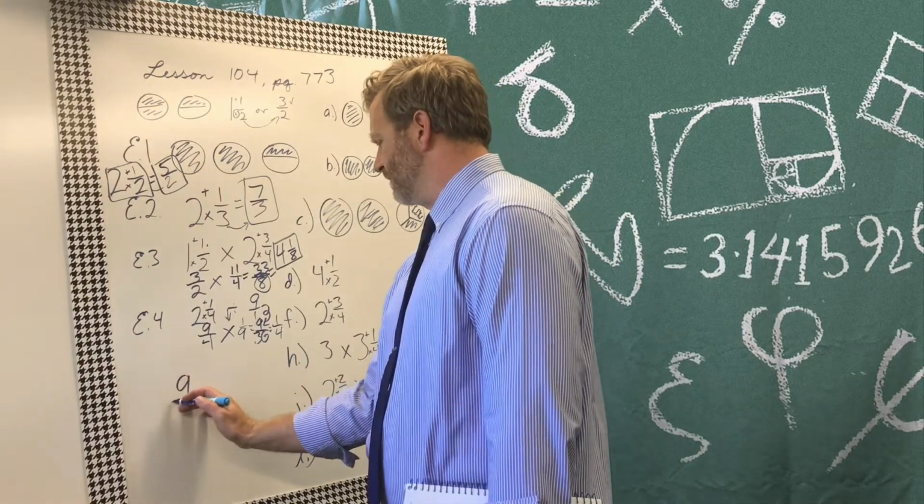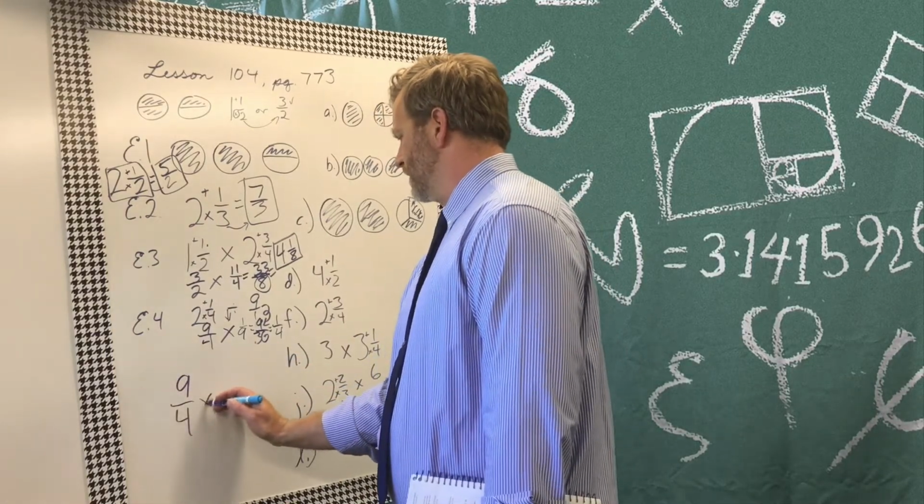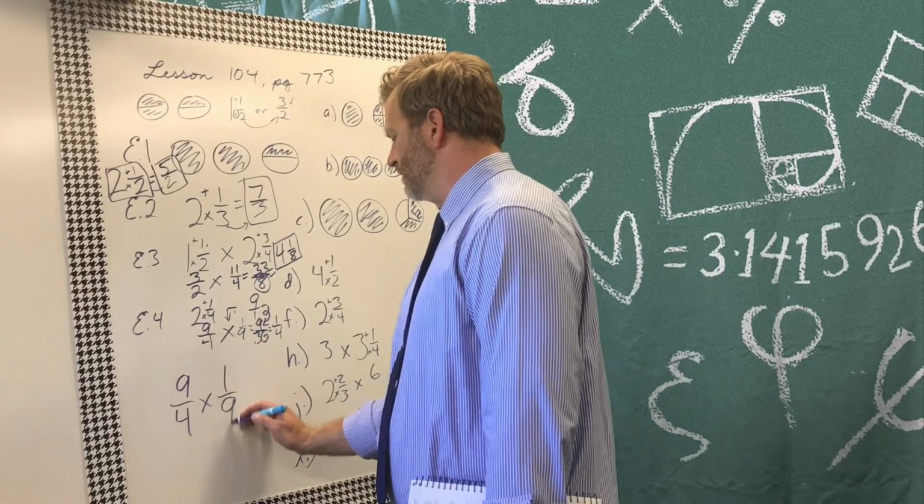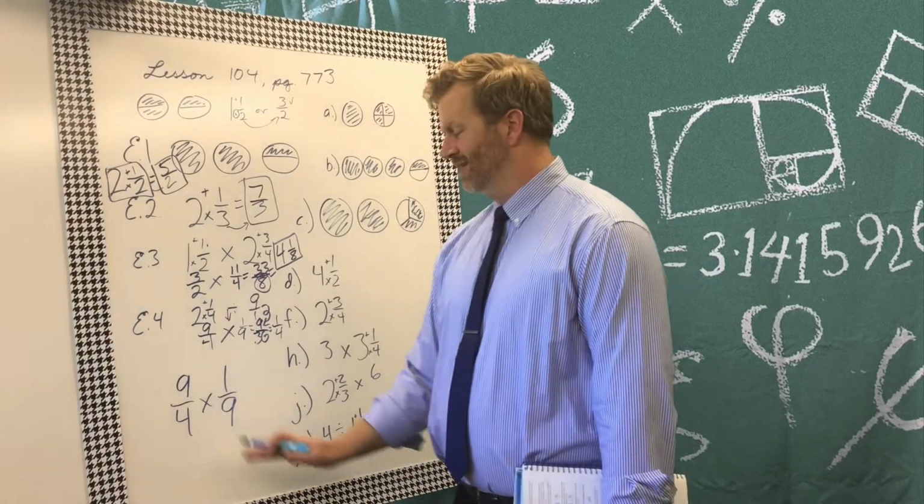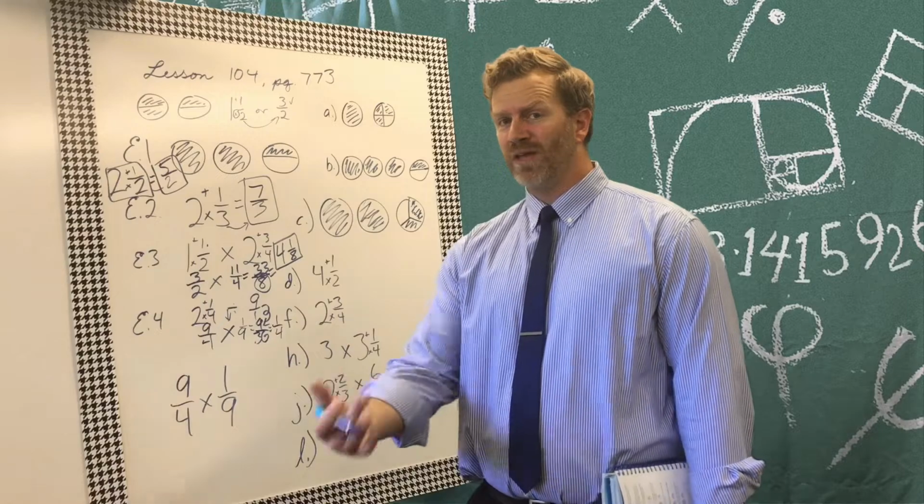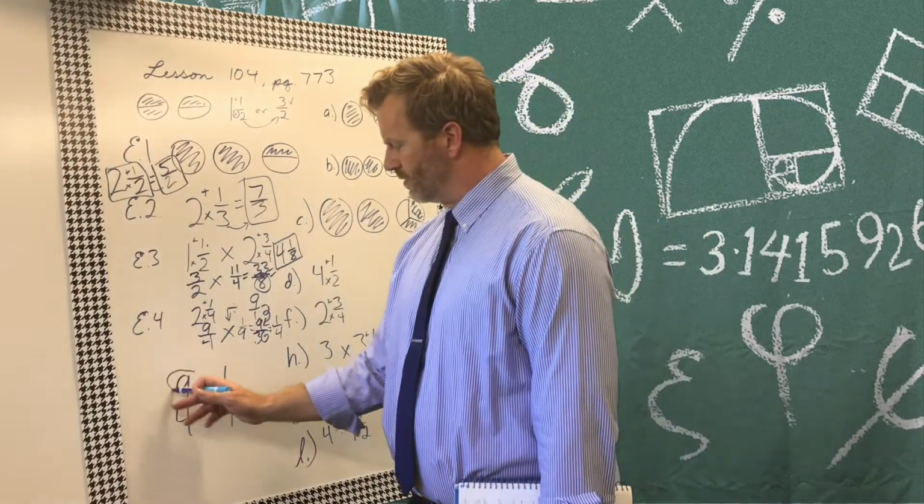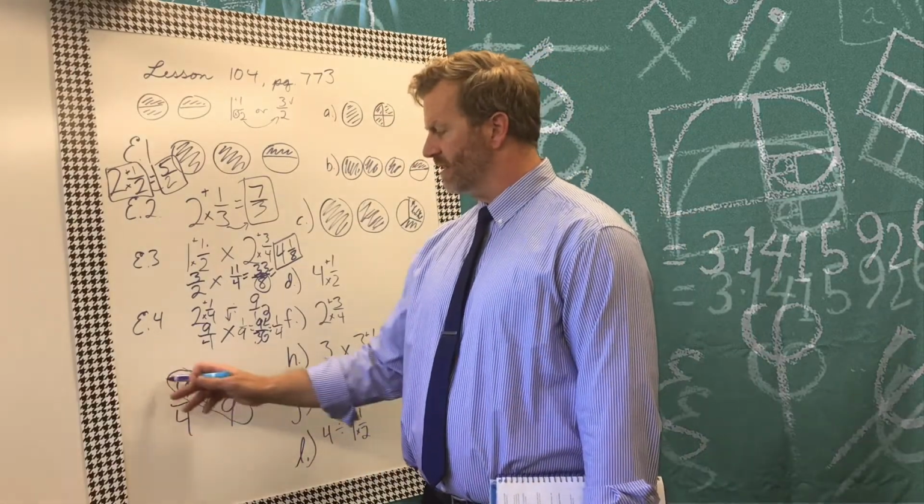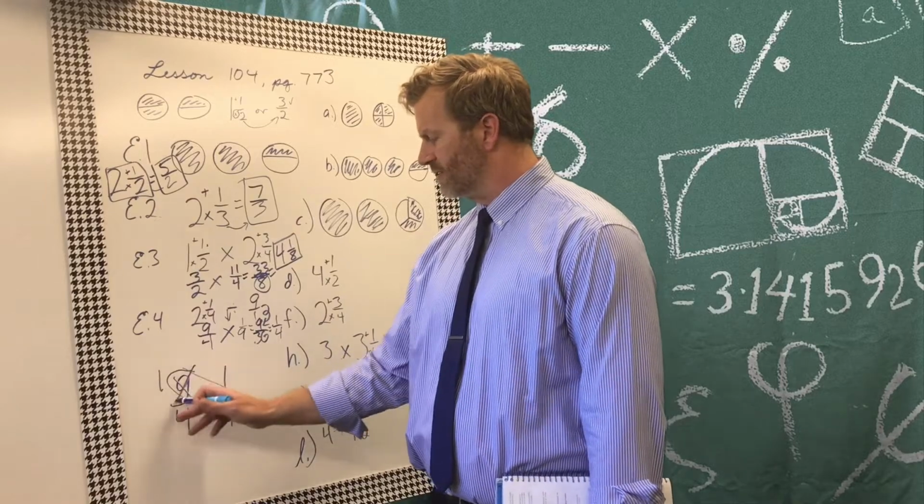So if we have 9/4 times 1 over 9, we can reduce diagonally before we even multiply. So I can reduce this way. 9 goes into 9 one time, so I'm going to cross off that 9.